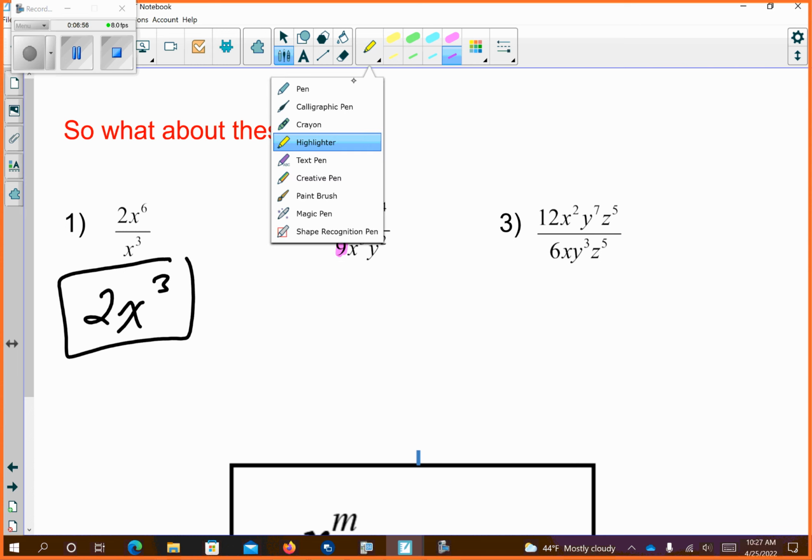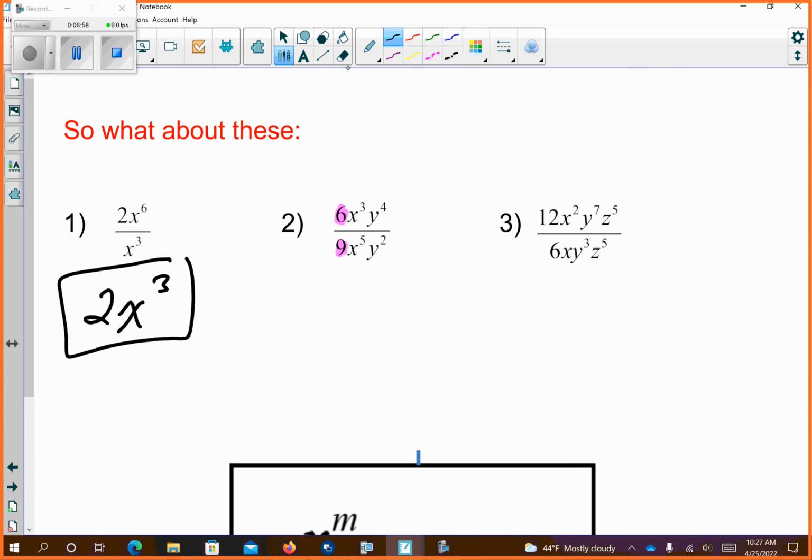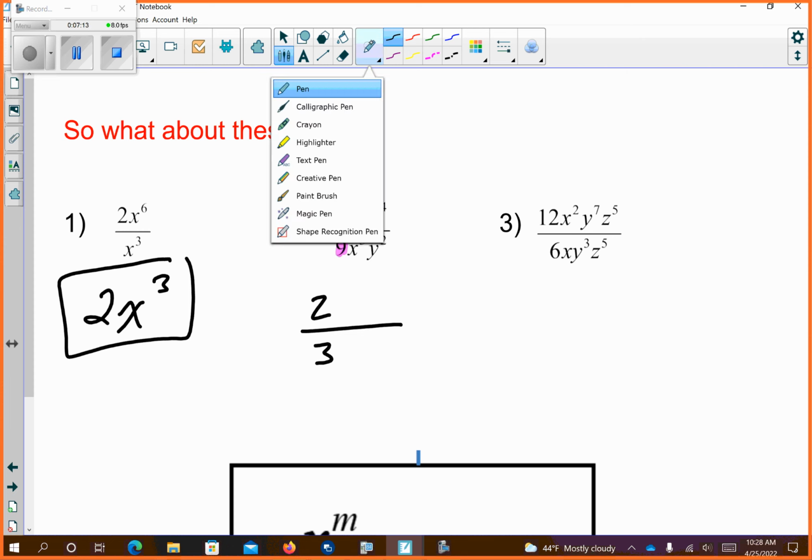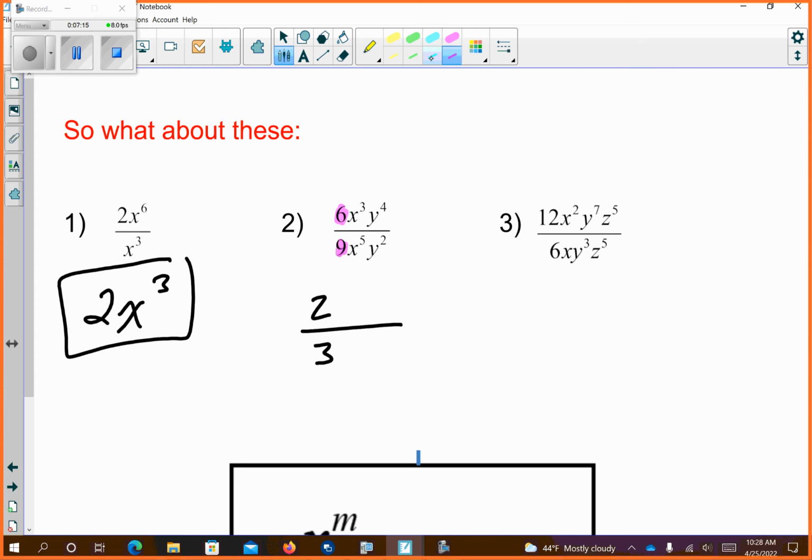So first thing I want to do is I want to reduce 6 over 9. What does 6 over 9 reduce to? What number goes into both 6 and 9? 3. 3 goes into 6 how many times? How many times does 3 go into 9? 3. Okay. Next thing we're going to do is we're going to move along our little line.